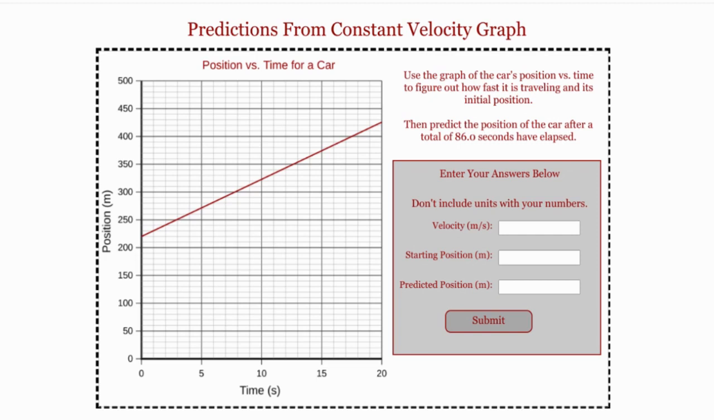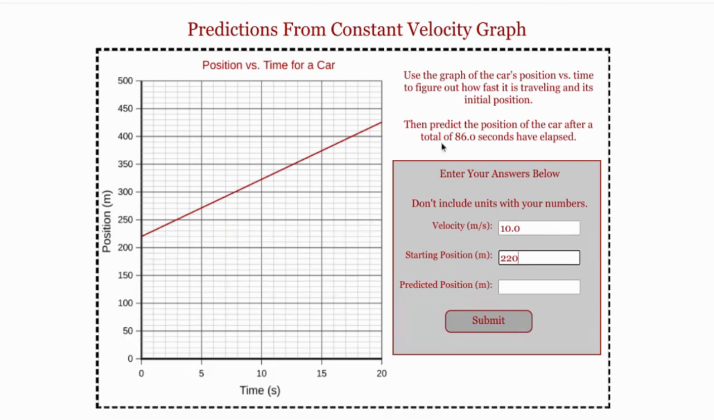Okay, so I'm going to do rise over run. I'm going to do 250 minus 220 divided by, and that is 3 seconds. So I get 10 meters per second for my slope. So that's going to be my velocity. So over here, I'm going to enter that in, 10.0. Don't enter any units. The starting position, like I said, was 220. So again, just write numbers.